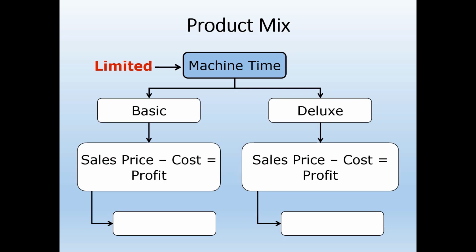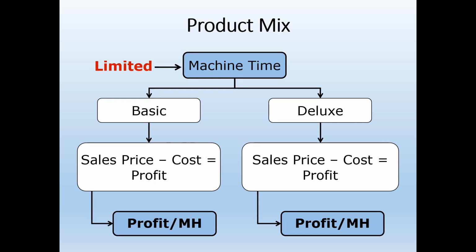But what if the machine time is limited? In that case, the firm should compute the amount of profit that it would earn per machine hour, and it should concentrate first on making whichever product has the higher profit per machine hour, and make the other product only with any leftover machine time. We will explore this issue more in a later chapter.